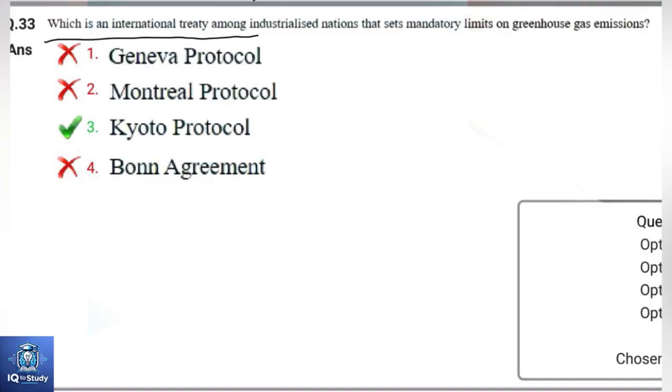Which is an international treaty among industrialized nations that sets mandatory limits on greenhouse gas emissions? Kyoto Protocol. It puts the United Nations Framework Convention on Climate Change into action by committing developed and developing countries to restrict and reduce greenhouse gas emissions in accordance with agreed upon individual targets.